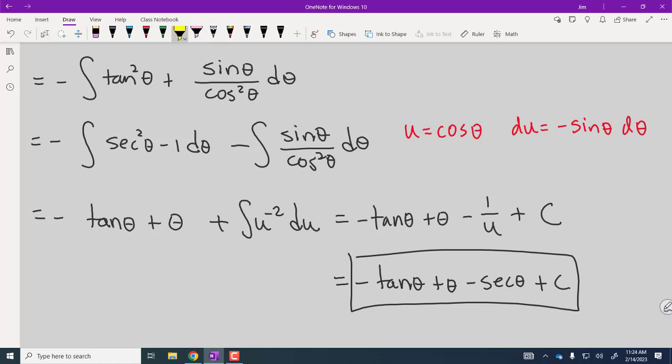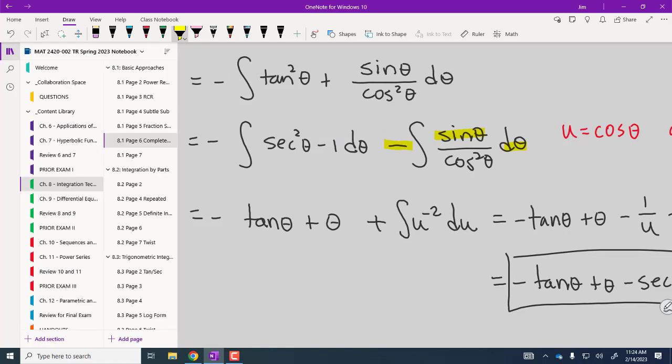So notice this. It's minus sine. So all that becomes the du. You see it? So it's minus sine of theta d theta becomes plus du. So that minus we pull in there to take care of the differential. Okay. Long and crazy one.